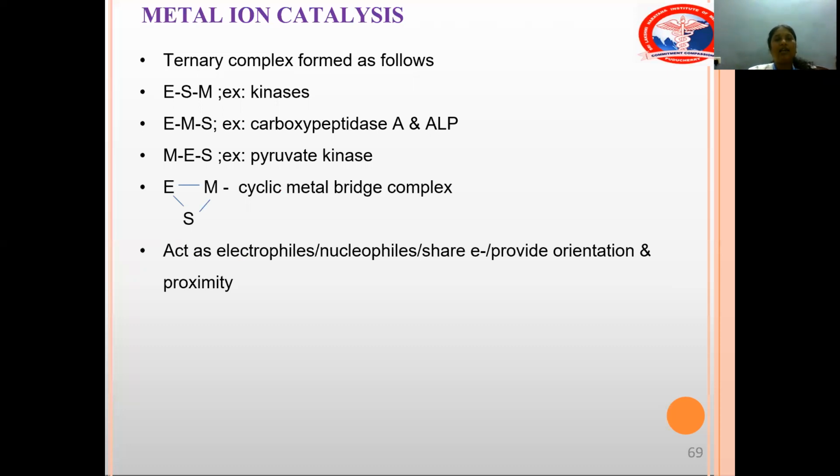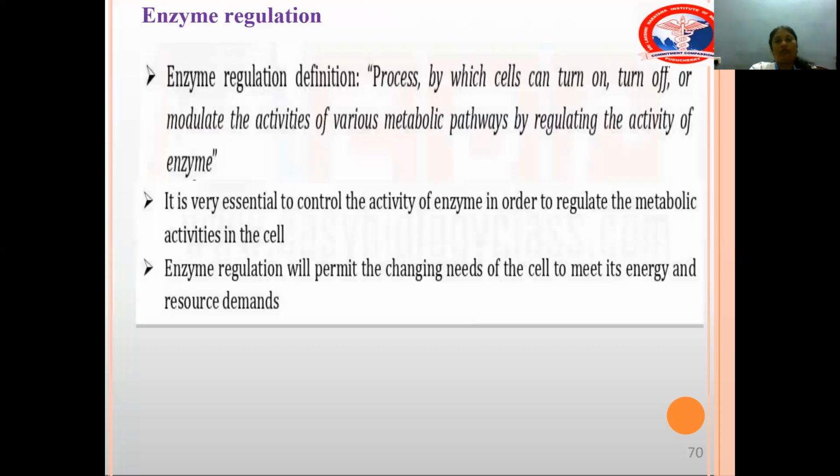And there will be a cyclic metal-ion complex which constitutes enzyme, metal ion and substrate in a cyclic way. The basic mechanism of metal ion catalysis is that the metal ion can act as either electrophiles or nucleophiles, or they can share electrons, or they provide orientation for enzyme catalysis.